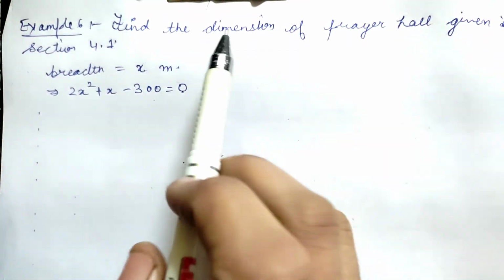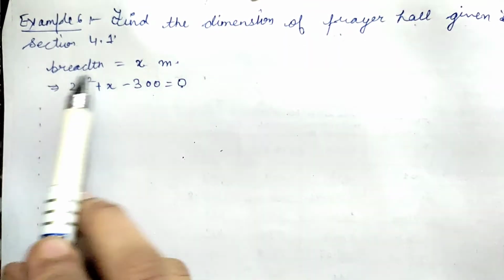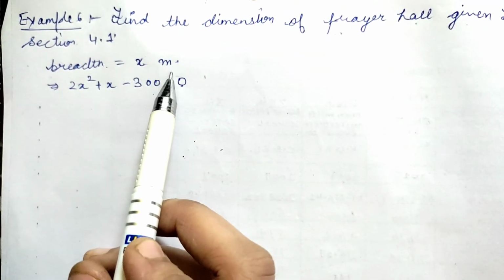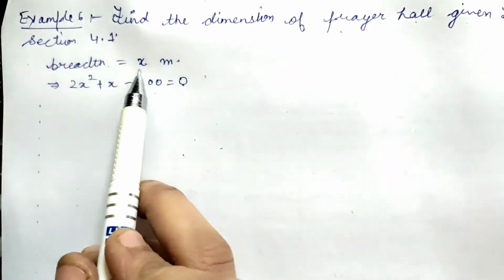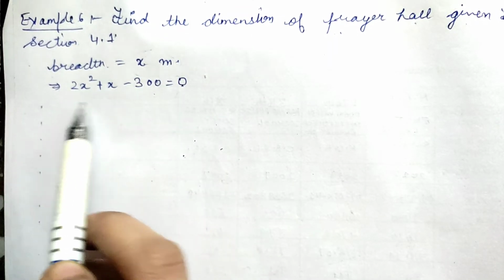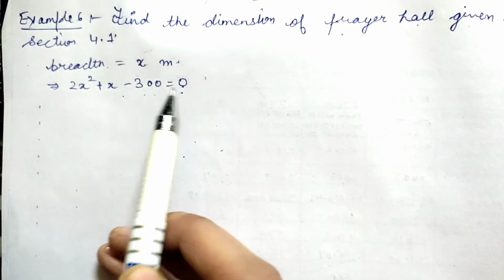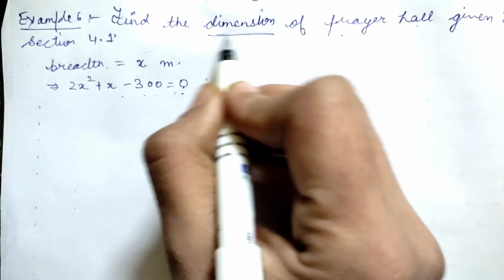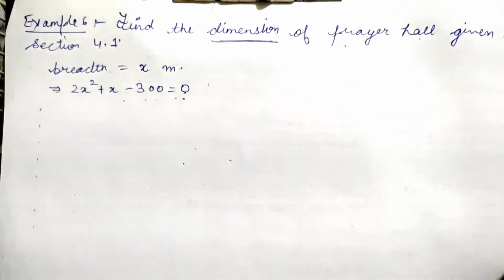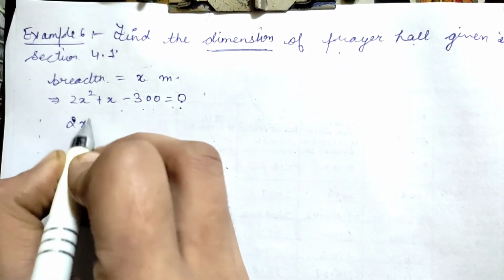So moving to the last question, last example: find the dimensions of the prayer hall given in section 4.1. In section 4.1, which is given in your NCERT book, if the breadth is equal to x meter, then the quadratic equation which is satisfied becomes 2x square plus x minus 300 is equal to 0. So we have to find out the dimensions. That means we have to find out the roots, right? So again it is the same exam question where we have to split our middle term.